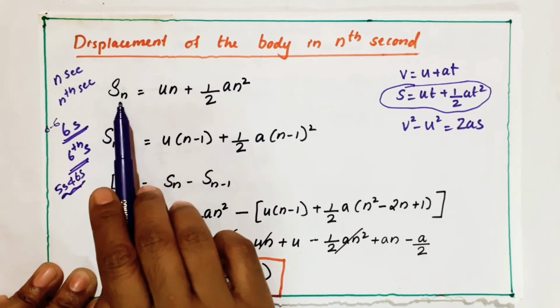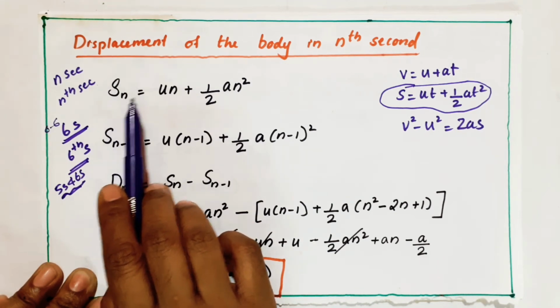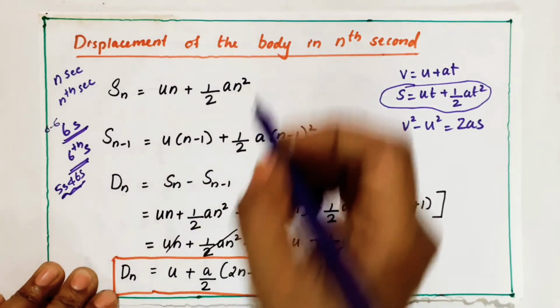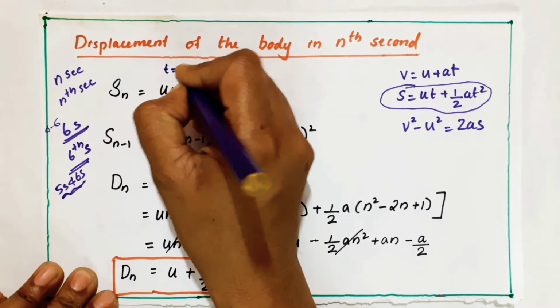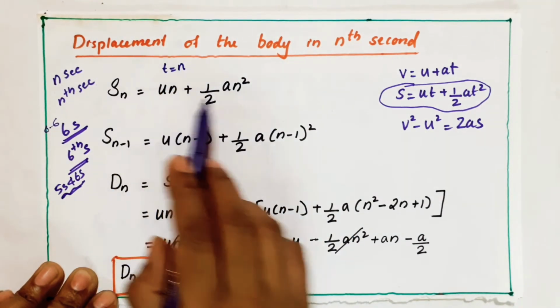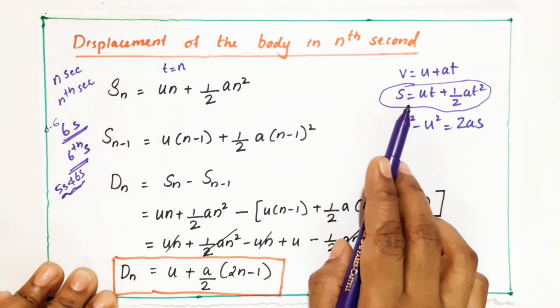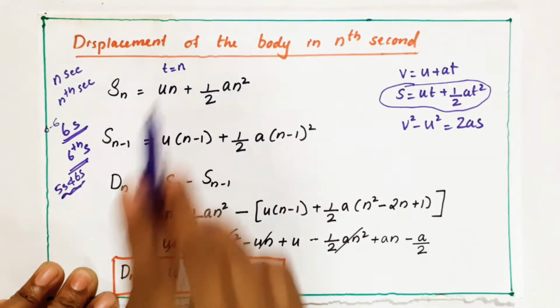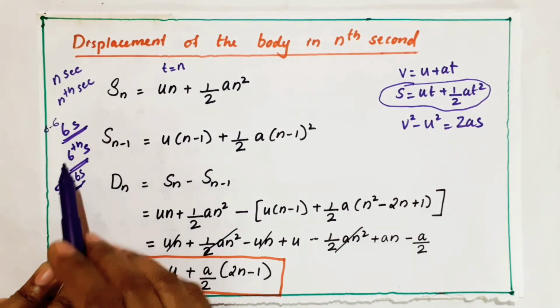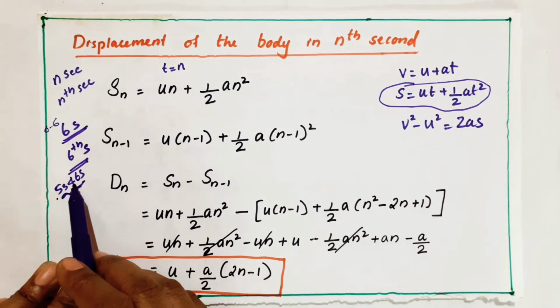So S6 is equal to UT. In the first case I am substituting T as N. So Sn is U into N plus half A N square. In place of T I substituted N. That's all. Now when I asked 6th second, I told it is between 5 and 6 seconds.